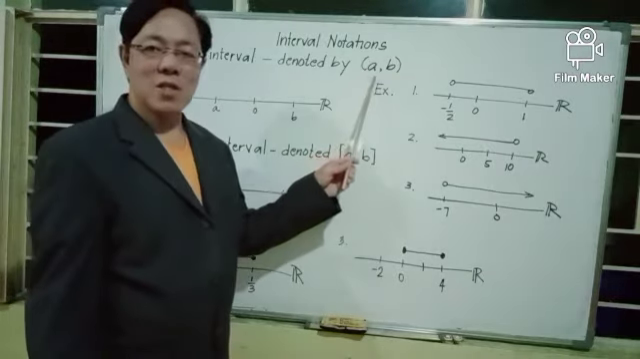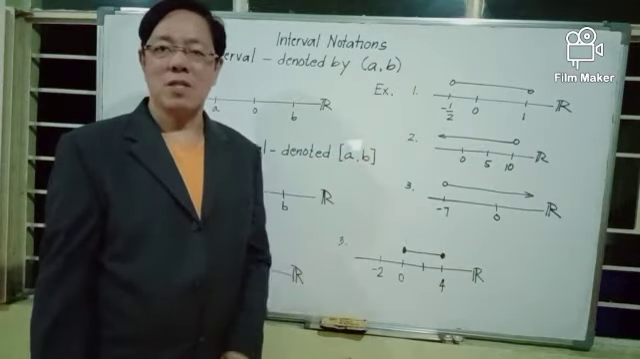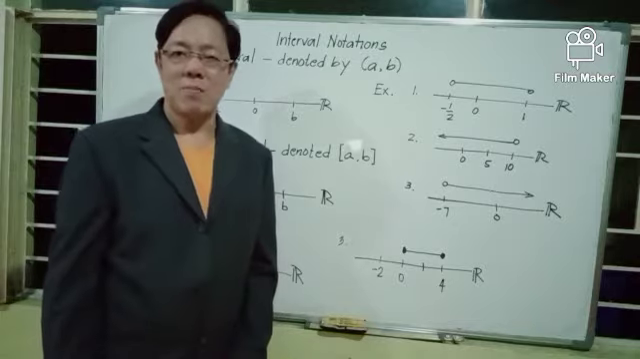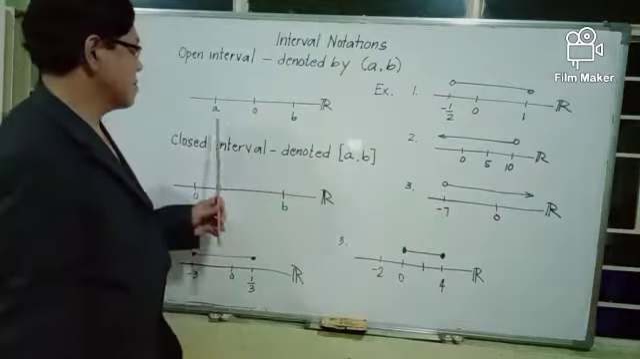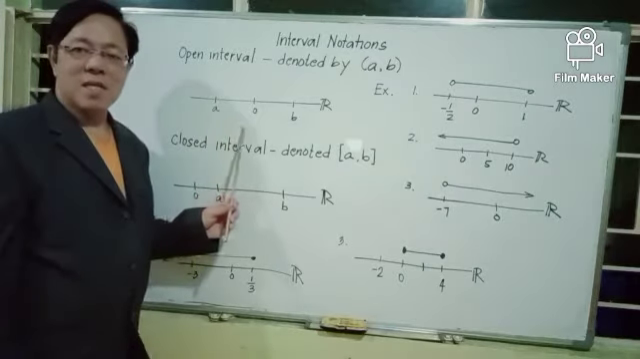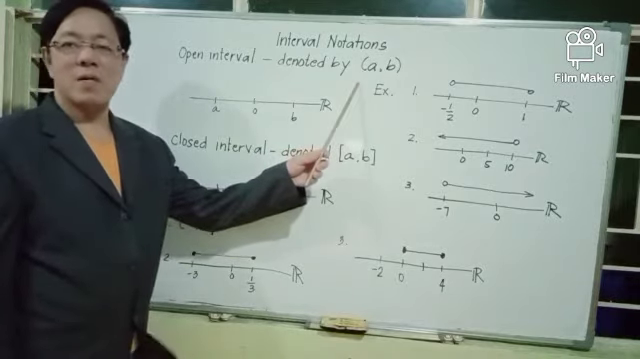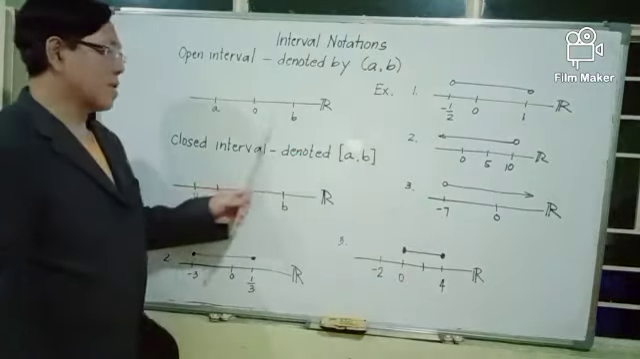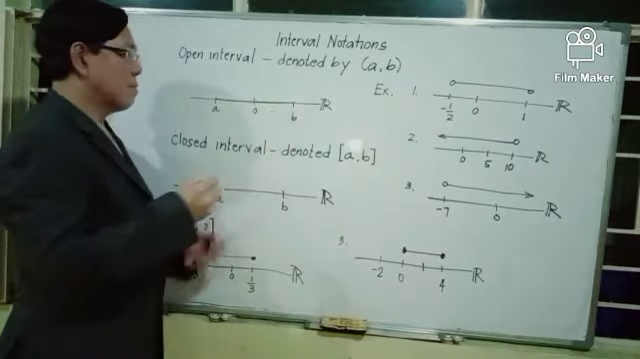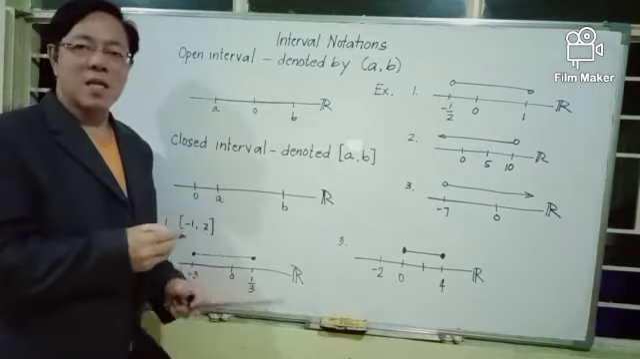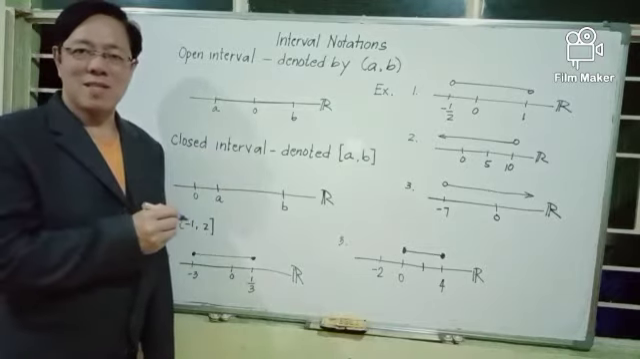In this notation, the real numbers A and B are called the endpoints of the open interval. In diagram, the open interval is represented in the real line. The open interval is a set of real numbers between A and B, but the endpoints A and B are not included in the open interval, and we denote that by open circles.